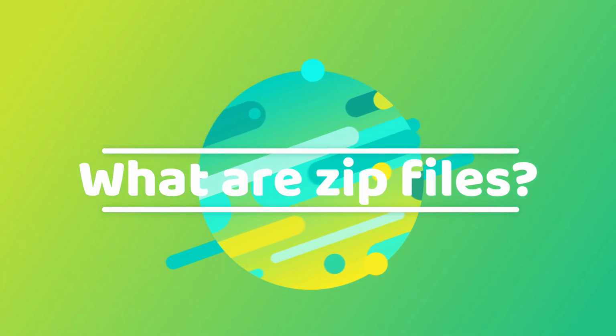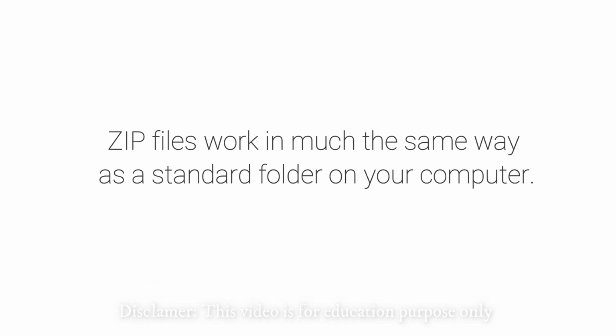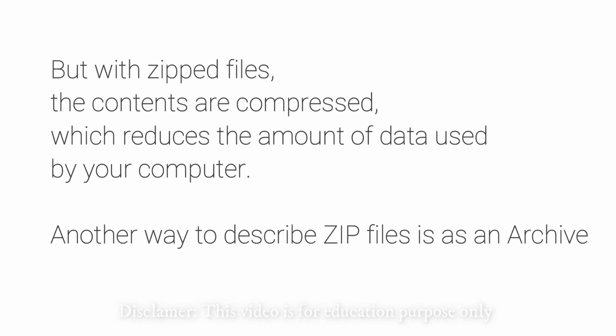So today we will be learning about zip files and how to crack password protected zip files. A zip file is a common file format that is used to compress one or more files together into a single location. Zip files work in much the same way as the standard folder on your computer. They contain the data and files together in one place. But with zip files, the contents are compressed, which reduces the amount of data used by a computer.